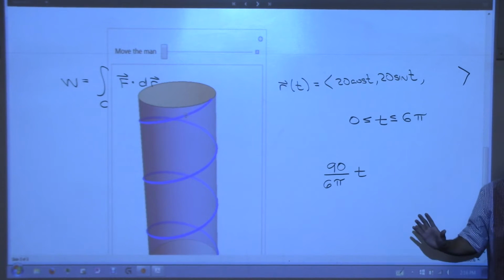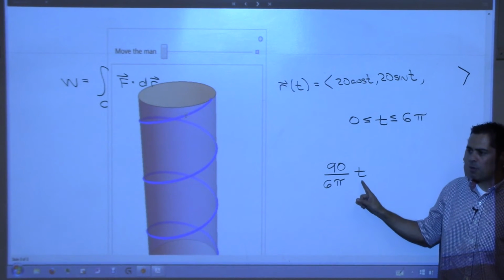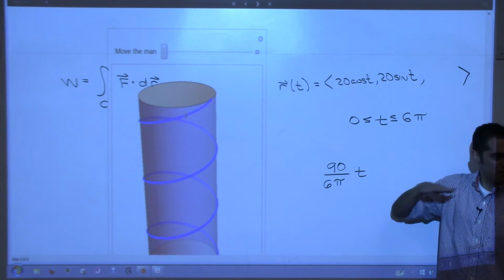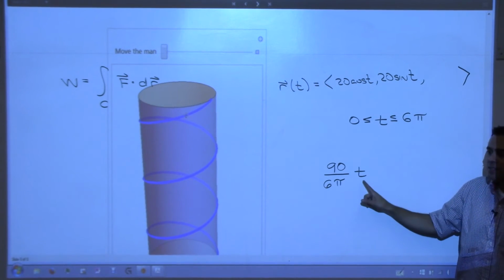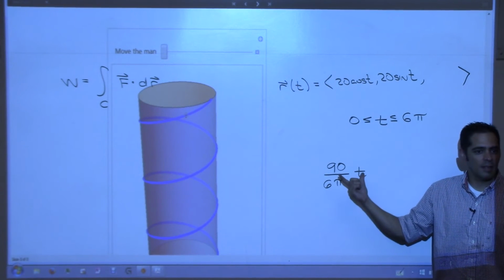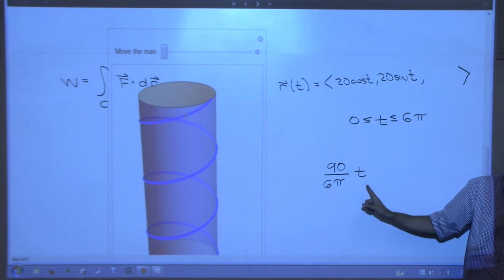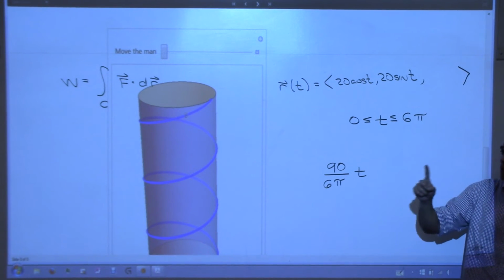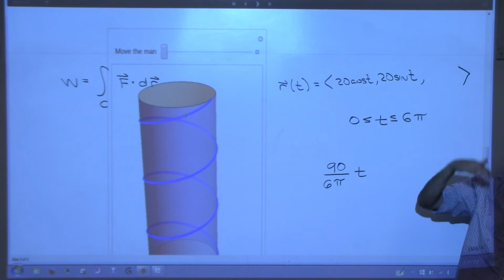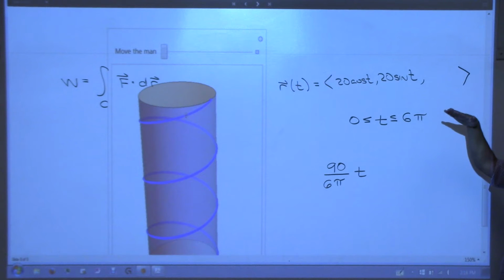Now let's talk about y. At t equals 0, where are you? 0. So you're 0 height, right? At t is 6 pi, where are you? They cancel and you get 90. And this is linear, which means that as you go around, you're going up at the same rate, right? It's a linear incline. Does that make sense?